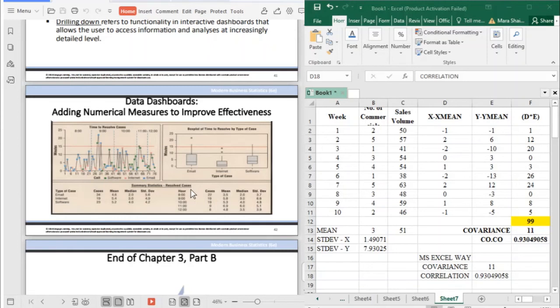Therefore, the entity can further make deeper analysis with the data given to them if there are numerical measures as a support. So, meaning there is integration between katong gidiscuss nato sa chapter 2 o kani sa chapter 3 na mga numerical measures. So, that is the end of chapter 3 part B.